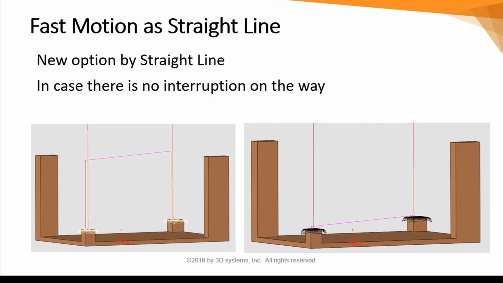Another new option is to connect fast motion as straight line. The image on the left is the bounding box, the old method, and on the right it is straight line. In case there is no interruption on the way, the system can detect it and connect the fast motion as straight line without rise up to clear. Of course, the controller must support it. In modern machine controllers, the option to do this connection in straight line exists. And now we allow to connect on lower Z height without rise up to clearance.